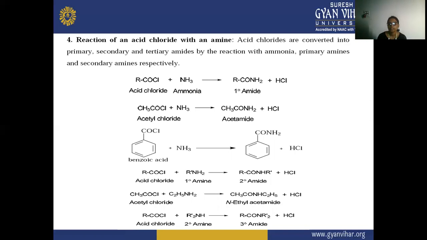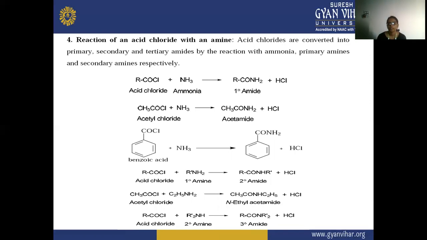Secondly, acetyl chloride is reacting. Here the example is given in which acetyl chloride reacts with ammonia. After that, acetamide is formed plus HCl. So acetyl chloride plus ammonia reacts to form acetamide plus HCl.